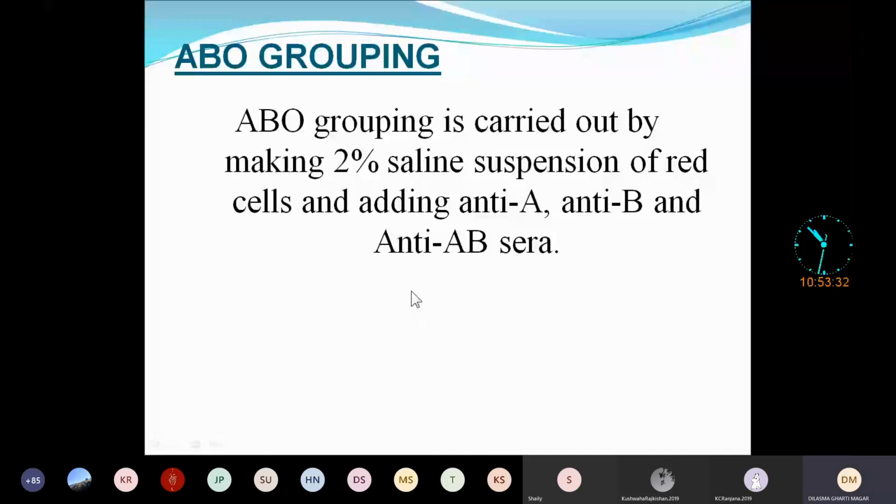So here we make the saline suspension of the red cells with 2% saline, and then we add anti-A, anti-B, and anti-AB sera. Why do we add anti-A, anti-B, and anti-AB? Usually in your practical, only anti-A and anti-B will be given. But in the blood bank, anti-AB sera will also be used. Understood?